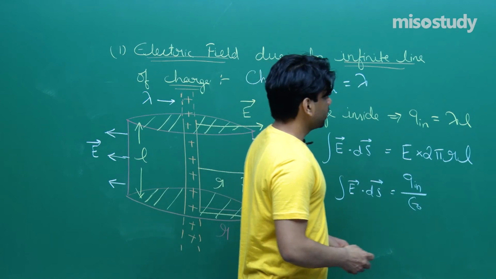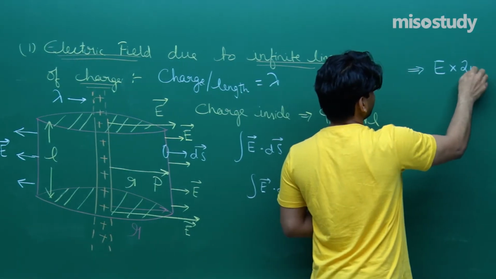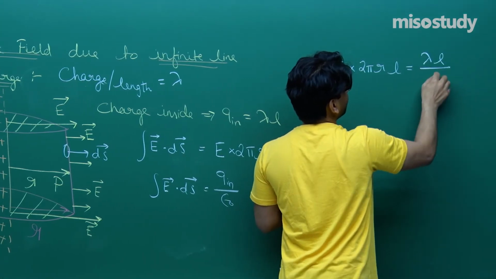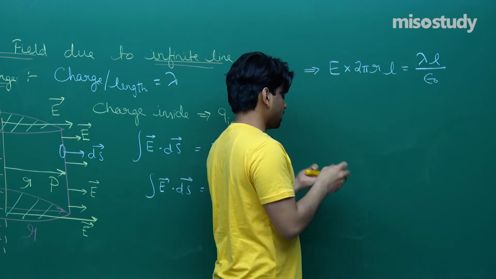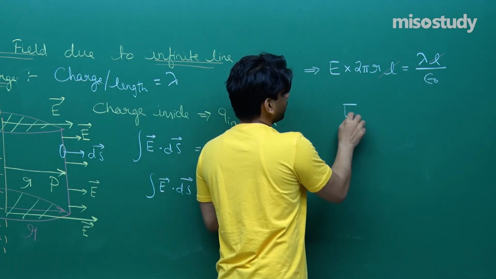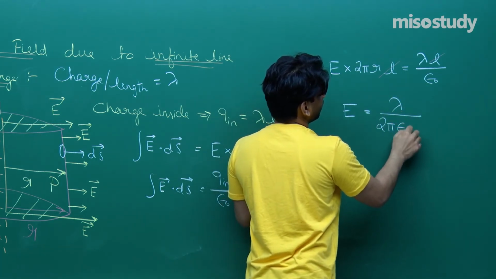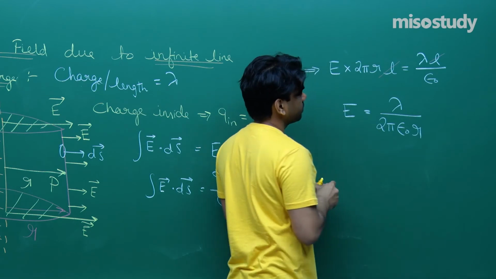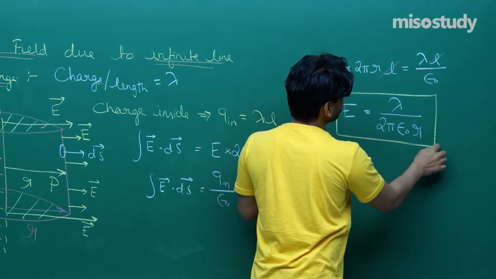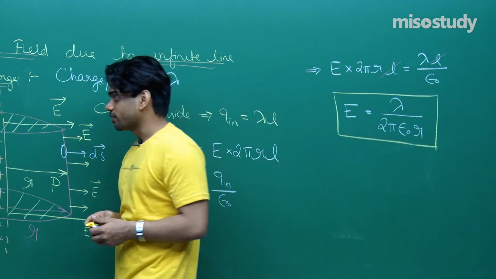When you equate it, you will get E into 2 pi r L is equal to q in, that is lambda into L upon epsilon naught. L and L will cancel out. So finally, the electric field comes out to be lambda upon 2 pi epsilon naught r. This is what you will get for the electric field for this infinite line distribution of charge.